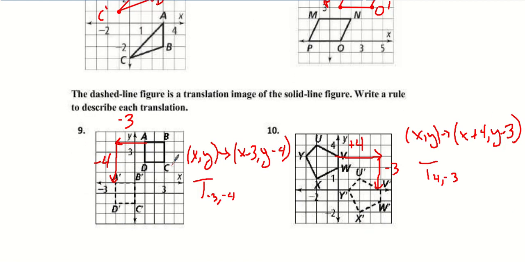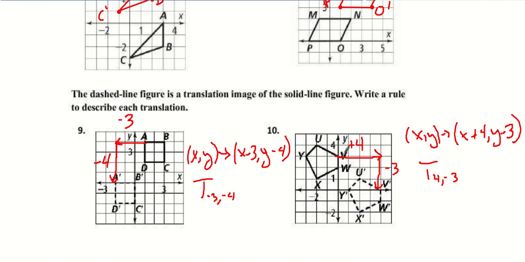So for number 9, I'm looking at my original shape, which is a solid figure. The dotted line is the image. And I'm asking, how do I get from point A to A prime, or B to B prime, C to C prime? So I'm going left 3, down 4. That's going to be x minus 3, y minus 4. Either we're writing it like this, or we're writing it with a capital T, it's up to you.